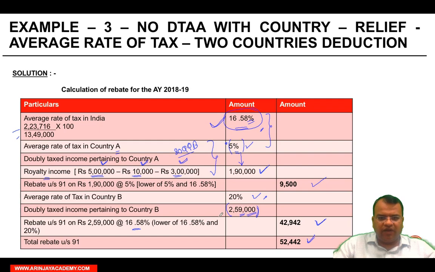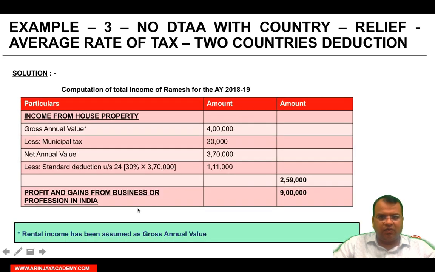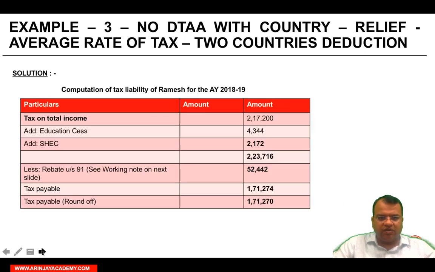Now this 259, where did I get this number? This is the income which was taxable in respect of income from house property. Whatever is the net amount which has been taxed twice or taxed in India, you get a rebate only on that. You don't get a rebate on the gross annual value. When I reduced the rebate which I calculated in the next slide, I get the amount of tax payable for Ramesh.